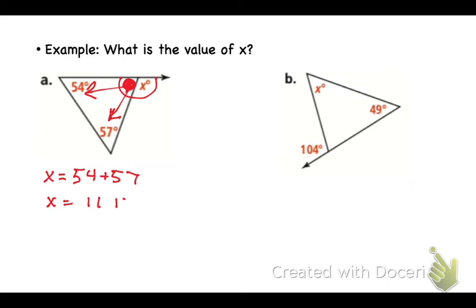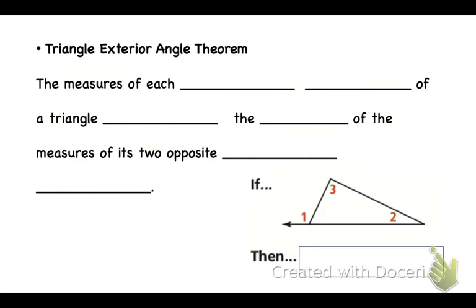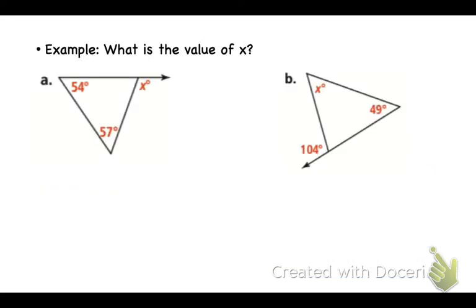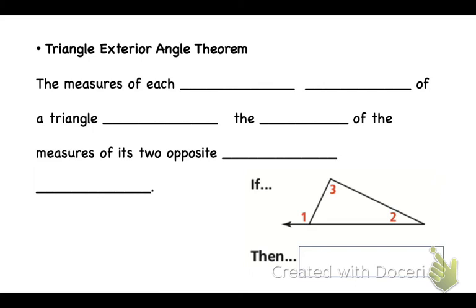Okay, the rule is, isn't it? Go back to your rule, guys. Look at your rule. It says the sum of angle 1 equals the sum of the opposite two angles, angle 2 plus angle 3. Now I'm going to prove to you why.